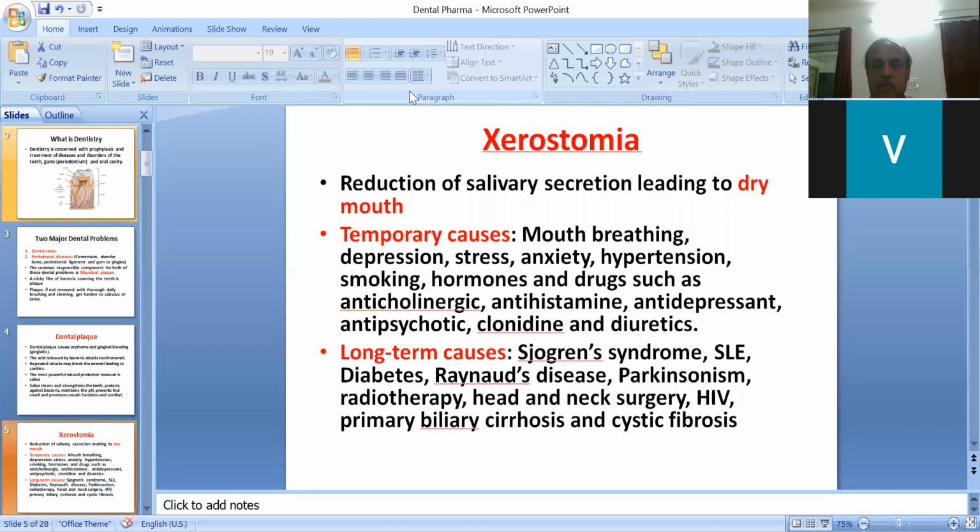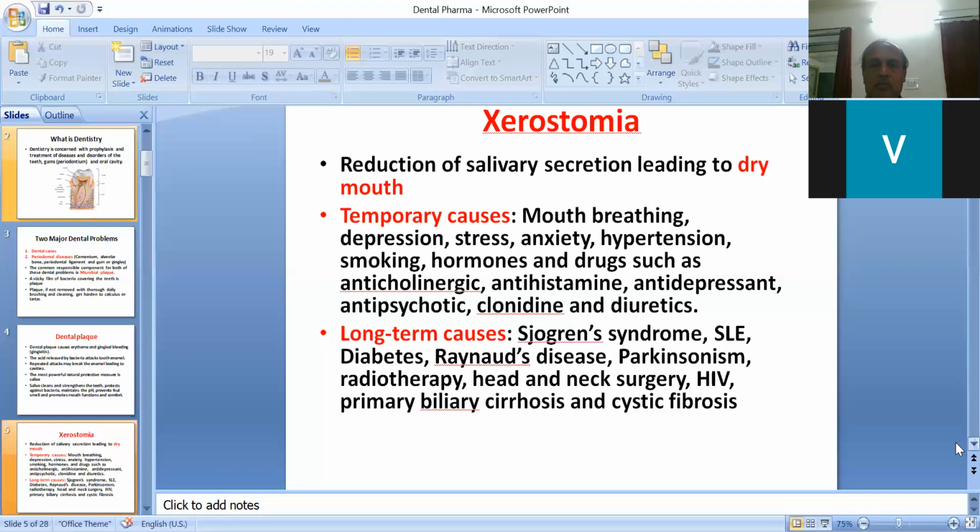The long-term causes are Sjogren's syndrome, SLE, that is systemic lupus erythematosus, diabetes, Raynaud's disease, Parkinsonism, radiotherapy, head and neck surgery, HIV leading to AIDS, primary biliary cirrhosis, and cystic fibrosis. These are the problems responsible for long-term xerostomia, and they can produce serious problems.